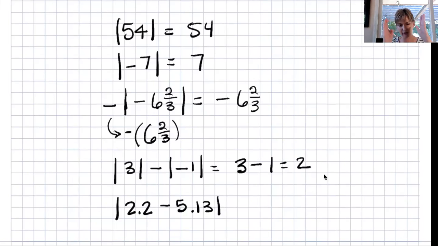You do inside first, so you're probably going to go to your calculator and do 2.2 minus 5.13. And your calculator is going to tell you that it's minus 2.93. It's a negative number. So now we're going to take the absolute value of negative 2.93. What's the distance from 0 to negative 2.93? It's 2.93. And that's your answer.